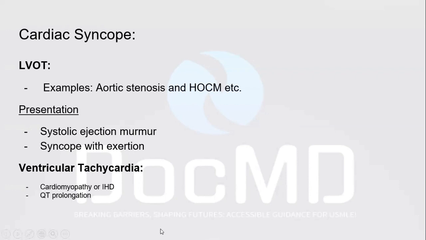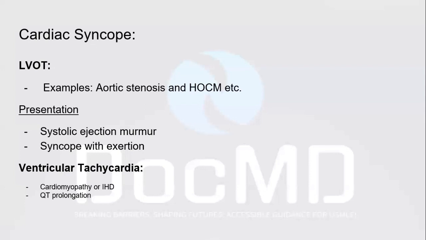So, LVOT, left ventricular outflow obstruction. Examples are aortic stenosis and HOCM. HOCM is hypertrophic cardiomyopathy. In HOCM, basically the outflow from the left ventricle is a bit obstructed. So how are you going to find out this is left ventricular tract obstruction? Simple. The presentation is going to include syncope with exertion.